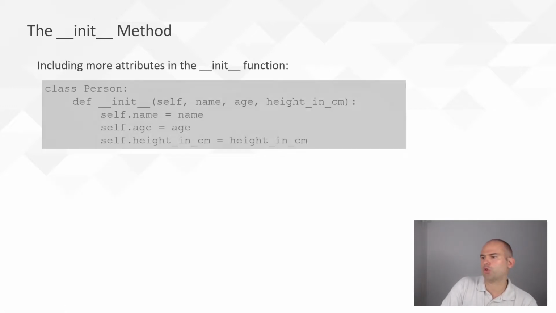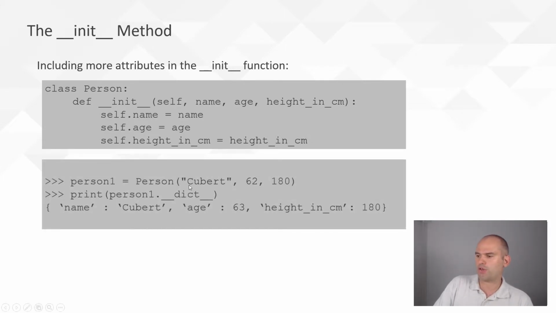So you can include more attributes. You can include as many as you want. This example here has name, age, and height in centimeters. So now when you create a person, you have to give 3 comma separated values. The first argument is going to be the name, the second the age, and the third the height in centimeters. So now when you create a person, you're going to say person, brackets, 3 things. Cubert is going to be the name, 63 is going to be the age, and height in centimeters, 180. So now when you print the person dictionary, you basically get name Cubert, age 63, height in centimeters, 180.